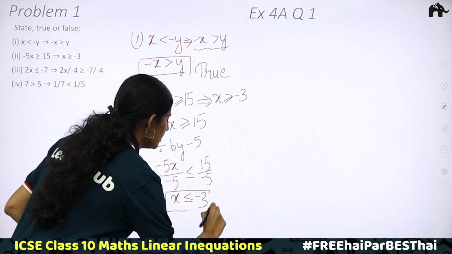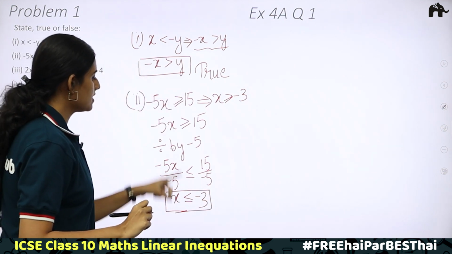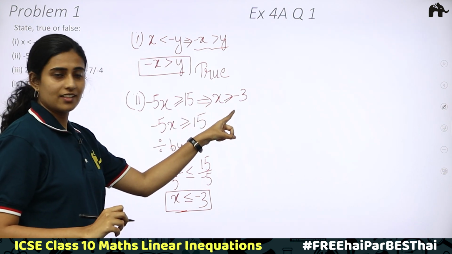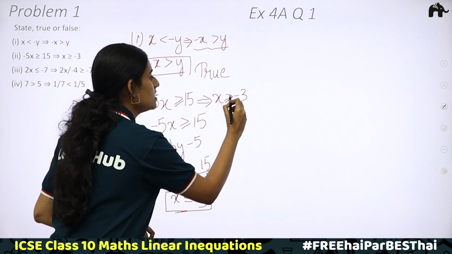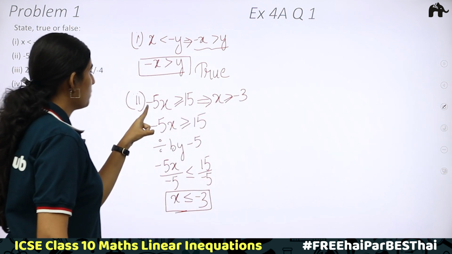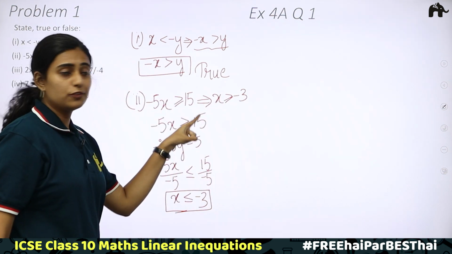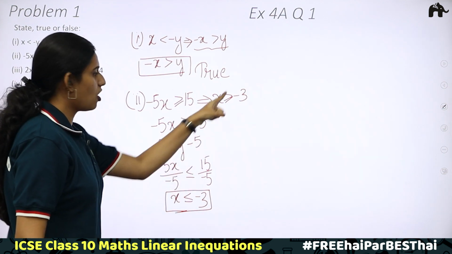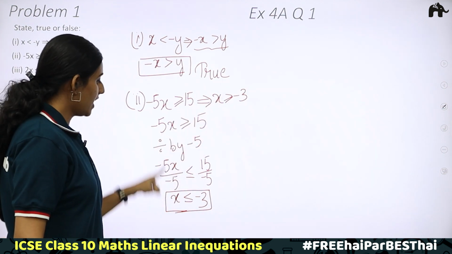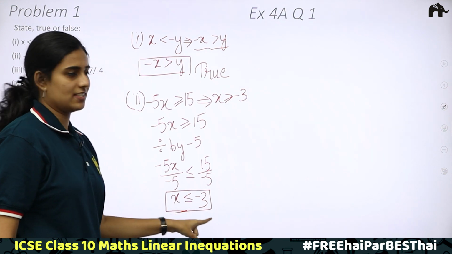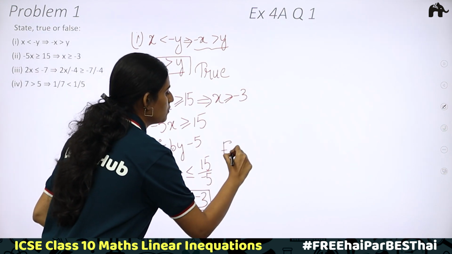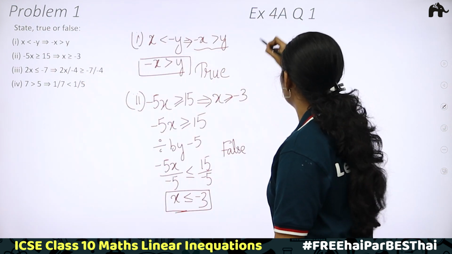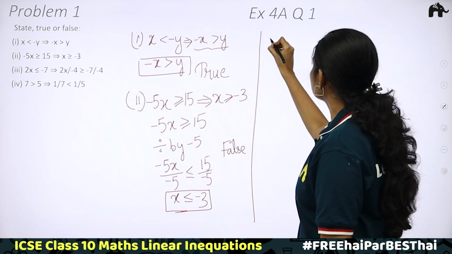Okay. This is the implication from the first part. But do we get it here? In the question it is given x is greater than or equal to minus 3. Minus 5x greater than or equal to 15 implies x greater than or equal to minus 3. But this is not matching. We should get x less than or equal to minus 3. Which means the statement is false. Okay. This is false. Now the third one.